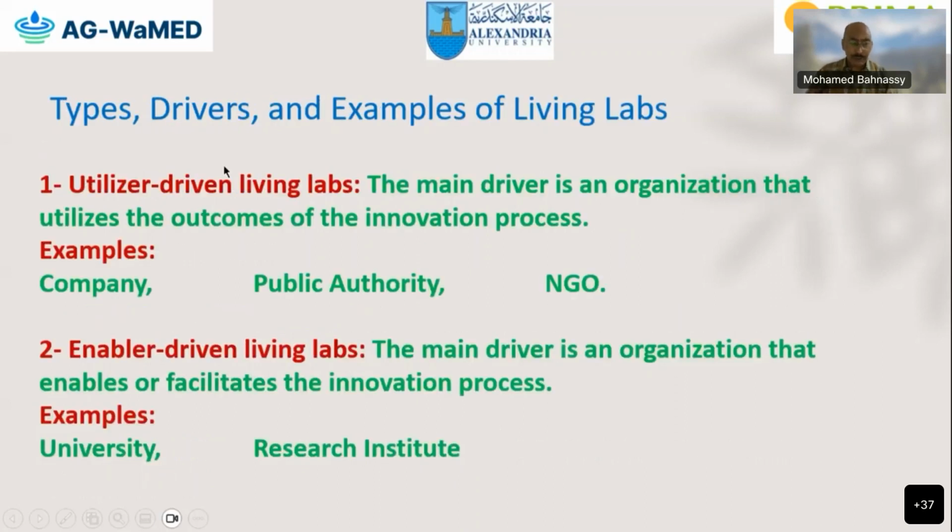Now we are talking about types, drivers, and examples of the living lab. The first type, we call it utilizer-driven living lab. Here we can find the main driver is an organization that utilizes the outcome of the innovation process. Example, a company, public authority, an NGO, non-governmental organization. All these are examples of utilizers who can take advantage of the living lab.